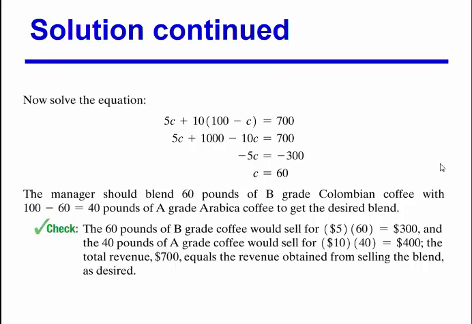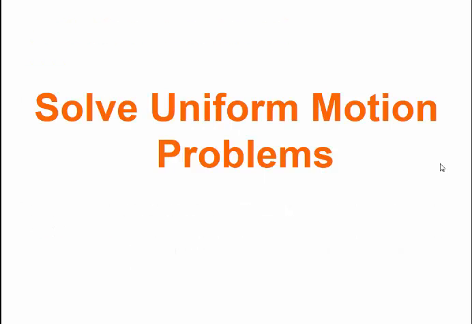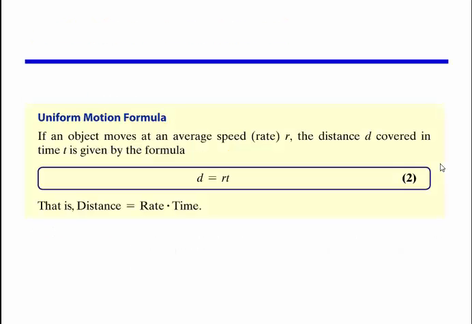Now the 60 pounds of B grade will sell for $300, right? $5 times 60 pounds, and the 40 pounds of A grade will sell for $400. The total revenue is $700, which equals the revenue obtained from selling the blend as desired. The next one is uniform motion problems.